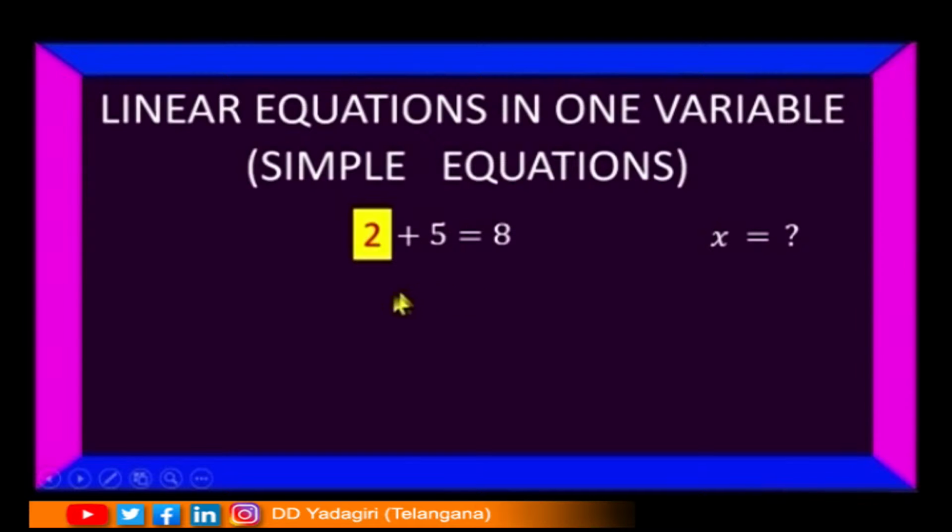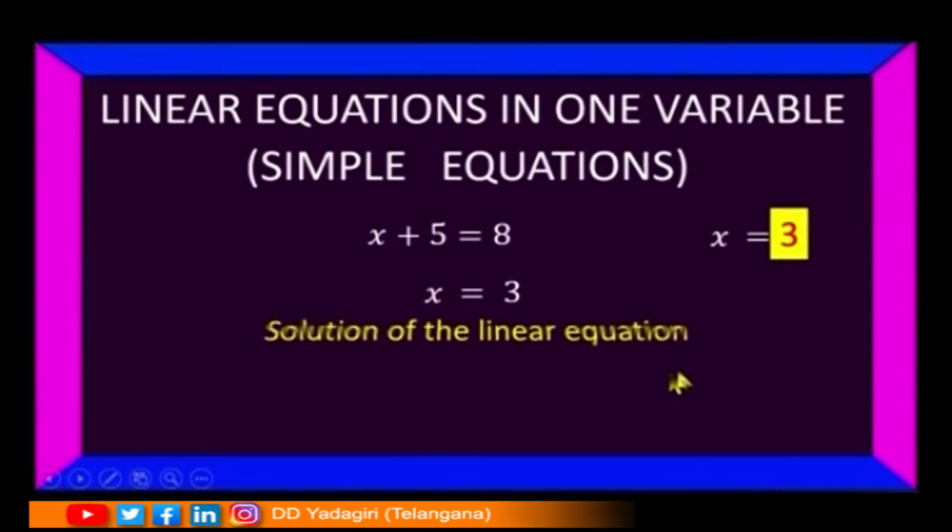Suppose you replace it with 2. Do you get 8 again? Again we do not get 8. Now you replace it with 3. Yes, if you add 3 plus 5, definitely we will get 8. So it will be a true equation for the value 3. Thus, 3 satisfies this equation. So x equal to 3 is called a solution of this linear equation. For this linear equation, 3 is called the solution.